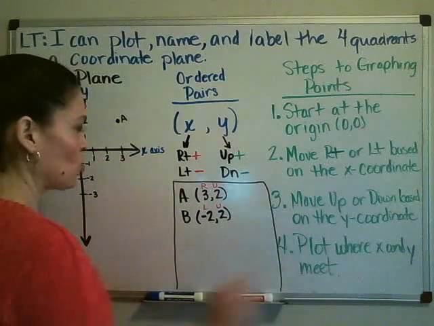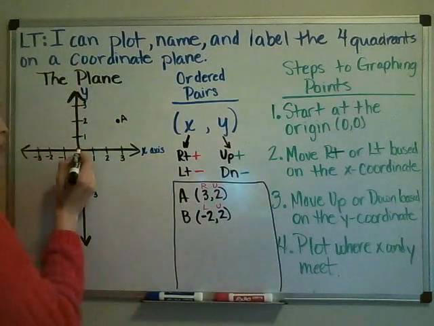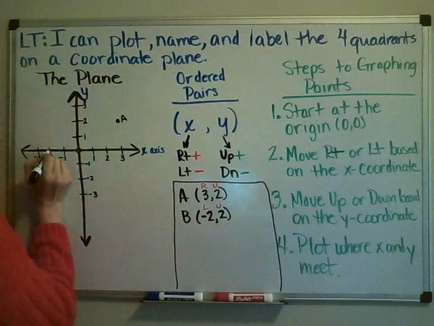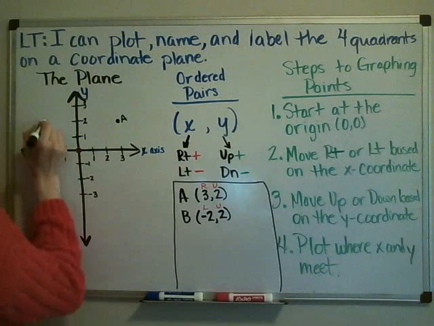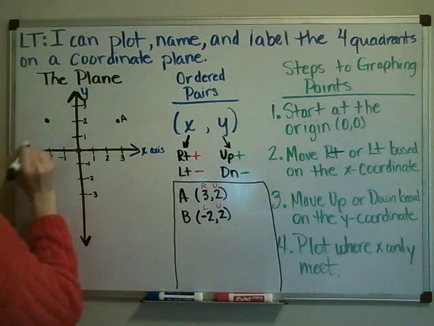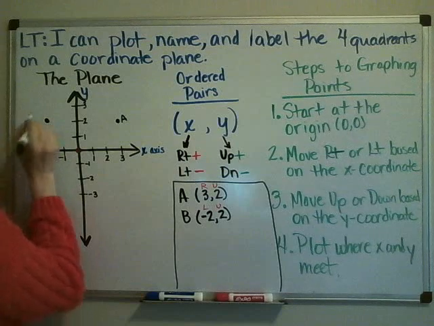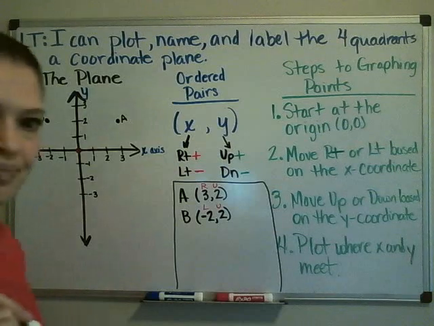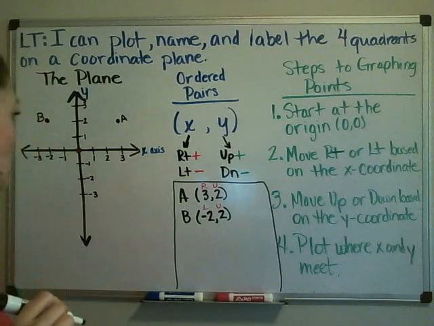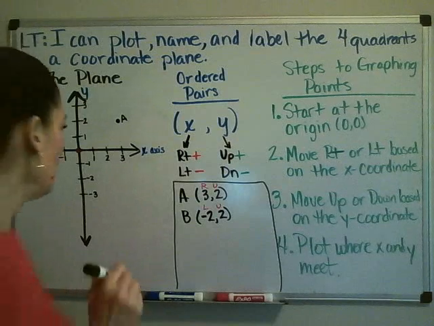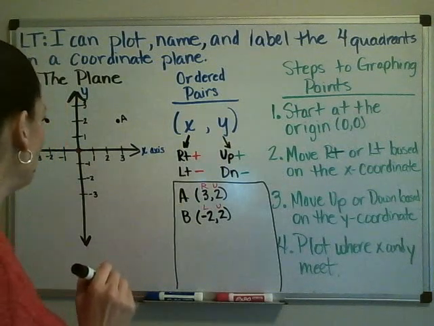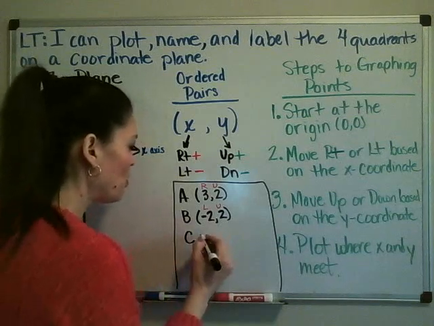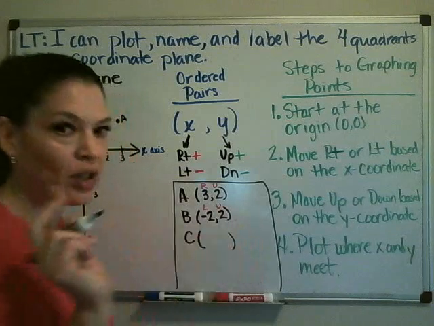Okay, so let's follow our directions again. So we're going to start at the origin. We're going to move to -2, 2 to the left, hover, and then you're going to go up to +2 on the y-axis, put your point, and you are at B. Okay? And so that wasn't too bad, was it? Okay. I think I just want to do one more, and then we're going to talk about two important things.